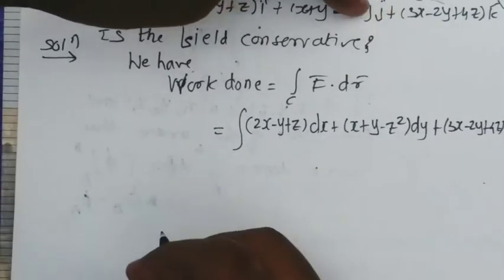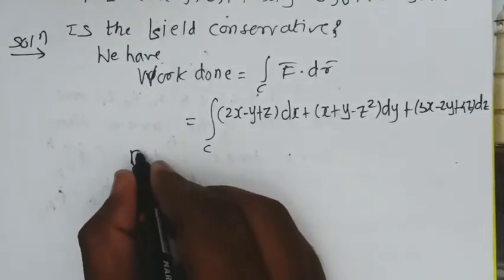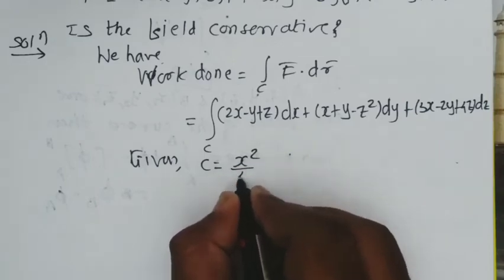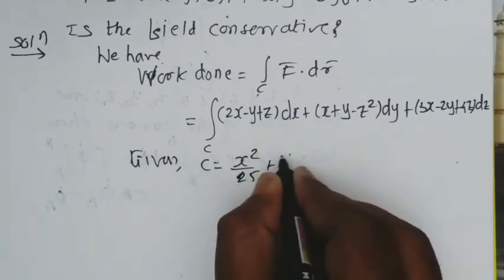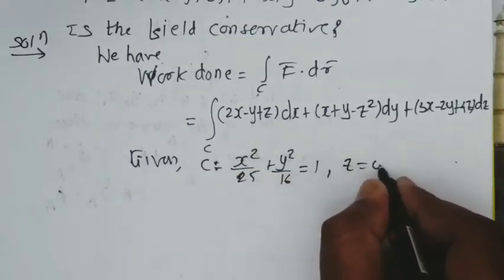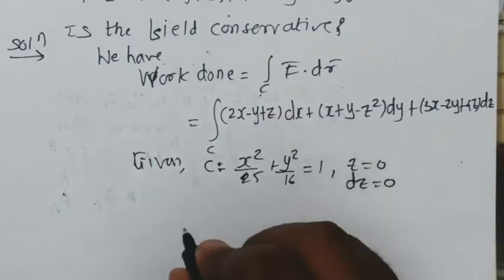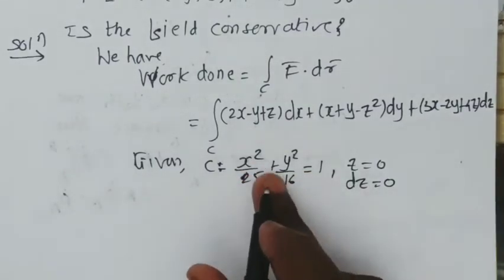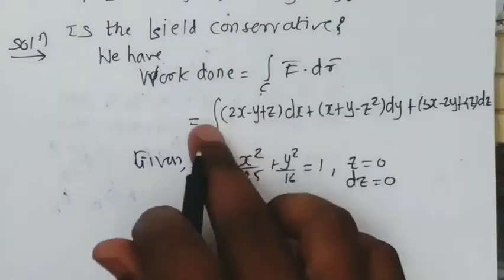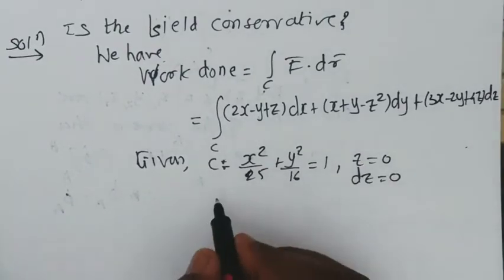Now I will write the equation of the curve given: c is an ellipse x square by 25 plus y square by 16 equal to 1, z equal to 0. So over this curve z is 0, and if z is 0, dz is also 0. And we have the equation of an ellipse, so we can use the parametric form. We have to convert this to a single variable, and we know the parametric equations of an ellipse.